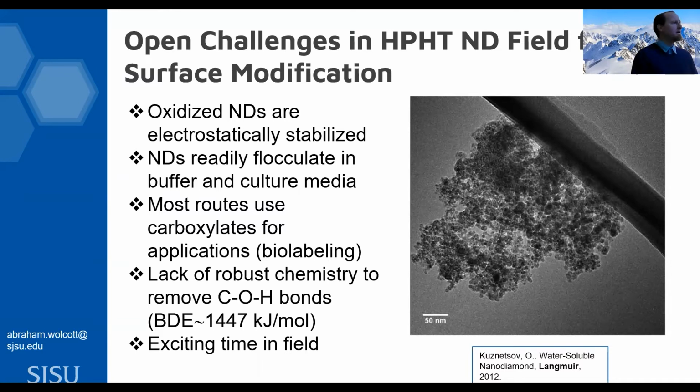From my looking over the literature, it looks like most researchers, for good reason, target the carboxylates on high pressure, high temperature nanodiamond after the acid-base-acid chemical protocol. But I think it's fair to say that there's a lack of robust chemistry to remove alcohols on the surface of the diamond. And the alcohols, being not only not very reactive, are also extremely stable. They have a bond dissociation energy of over 1,400 kilojoules per mole.